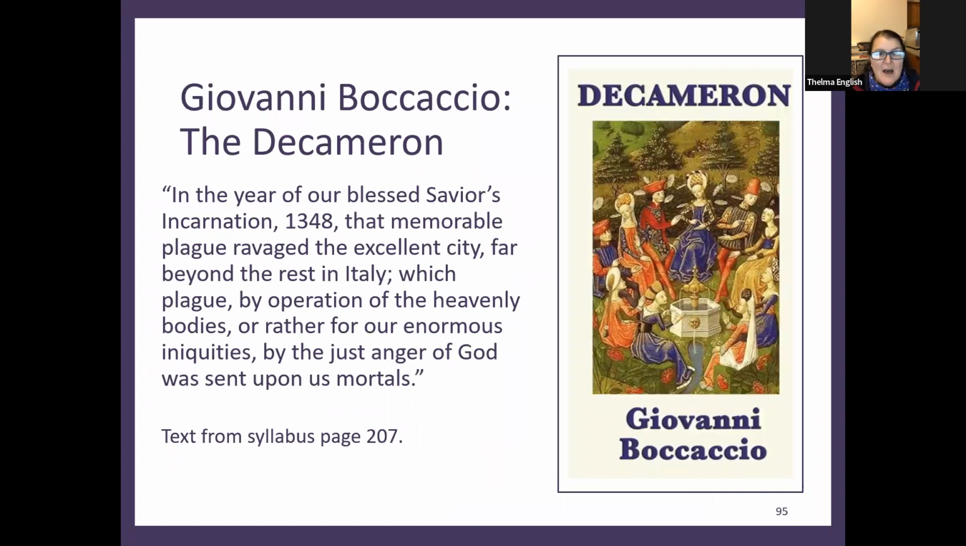In the year of our blessed Savior's incarnation, 1348, that memorable plague ravaged the excellent city, far beyond the rest in Italy, which plague, by operation of the heavenly bodies, or rather for our enormous iniquities by the just anger of God, was sent to us mortals. And that's right from page 207.